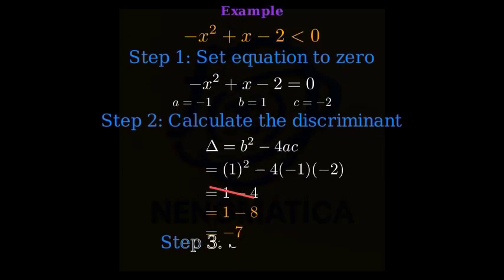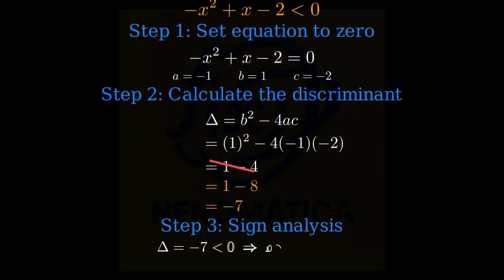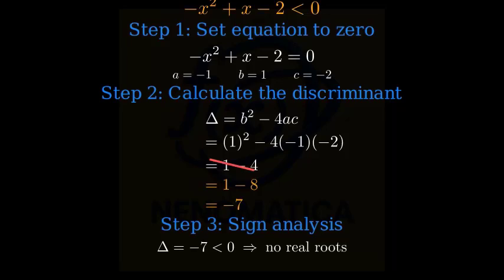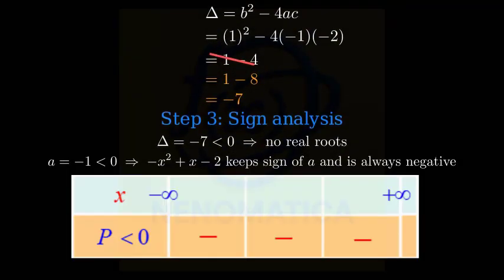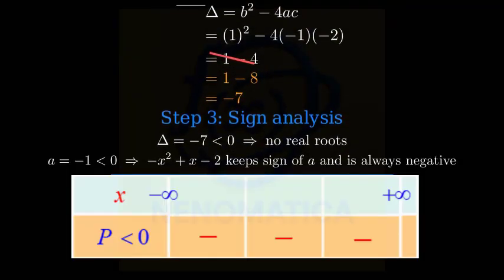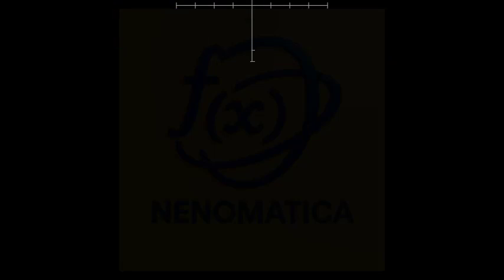Step 3. Analyze the sign. Because delta is negative, there are no real roots. The quadratic keeps the sign of the leading coefficient, a. Since a is negative, the expression negative x squared plus x minus 2 is always negative. We can show a quick sign table reflecting this. For intuition, only a quick sketch: a downward opening parabola with no x-intercepts lies below the x-axis everywhere.